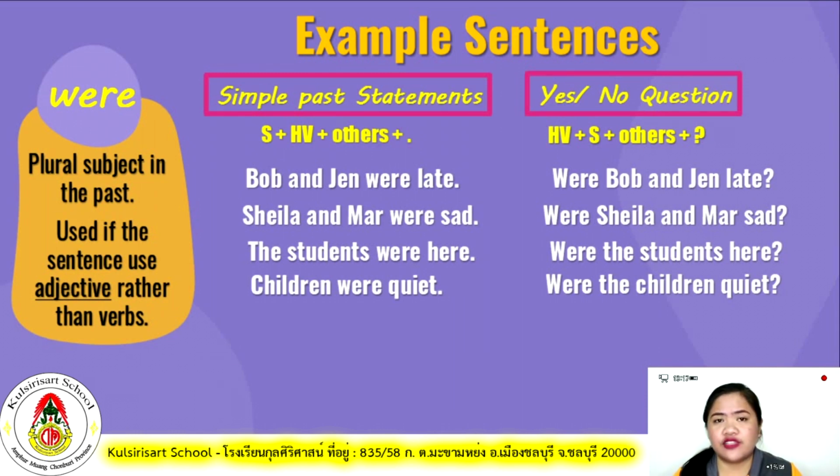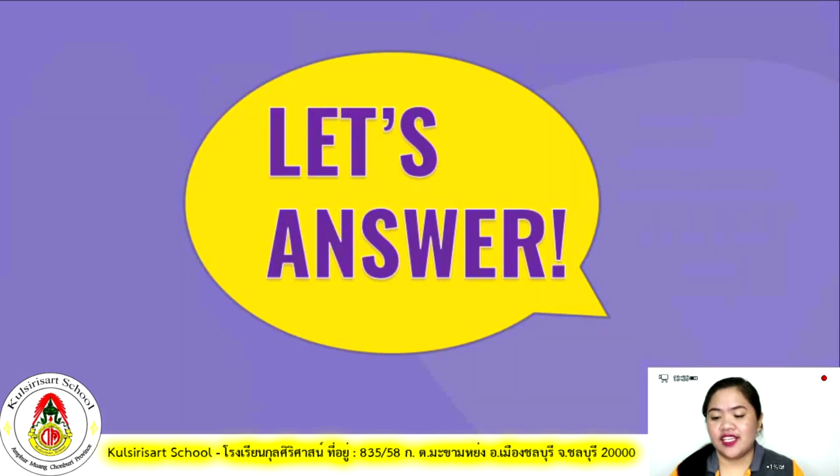Next, we have the students were here. It will become, were the students here? And the children were quiet. It will become, were the children quiet? Okay, so we are finished with affirmative sentences in the past, finished with negative statements in the past, and finished with yes or no questions in the past.